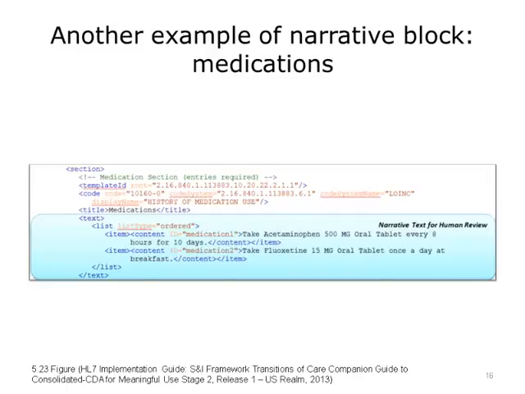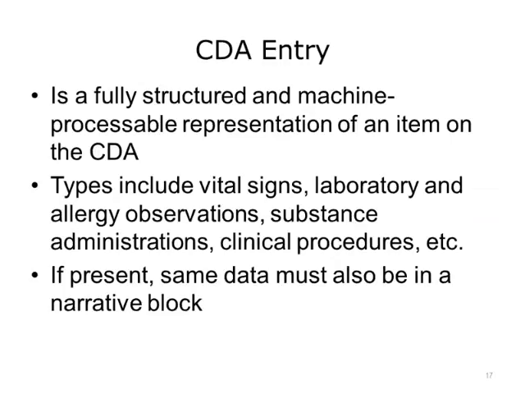for structured data. A CDA entry is a fully structured and machine processable representation of an item on the CDA. Types of entries include vital signs, laboratory and allergy observations, substance administrations, clinical procedures, and others. CDA does not require entries. If information is represented in an entry, it must also be in the narrative block.